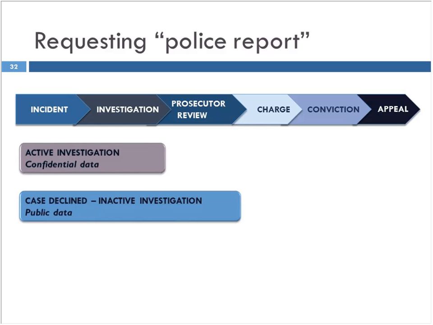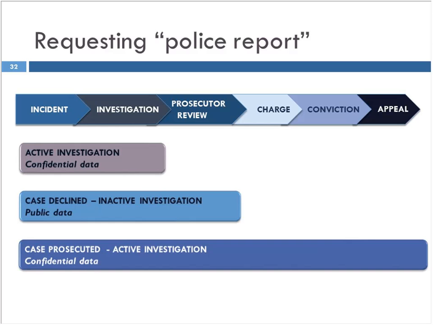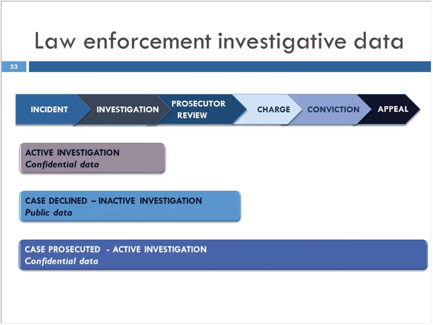Once it's inactive, now we have public data, and that criminal investigative file is public with those exceptions that we talked about. So let's say the prosecutor decides to file charges, and now the case is being prosecuted. During the time that the case is being prosecuted, through the prosecution phase to conviction and through the appeal phase, during that whole phase, that investigation is still considered active. And because it's still considered active, that data, that report that we've been talking about, remains confidential through the entire phase. So here's an example.